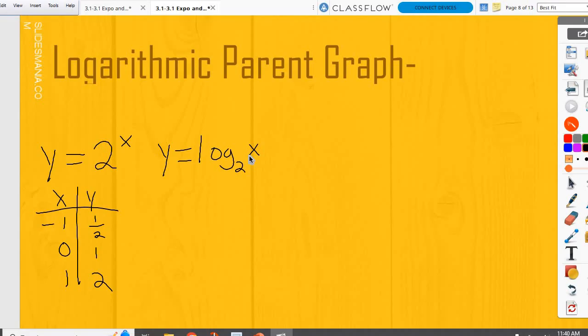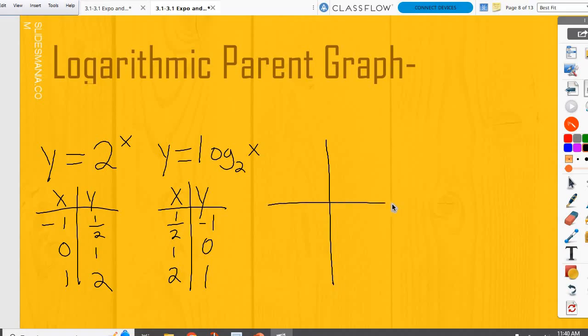So when I find inverses, remind me, what do we do? Switch our x's and y's. So from my table, I can literally make my x's go in the y column and make my y's go in the x column. So instead, we would have 1/2, 1, 2 for our x's, and -1, 0, and 1 for my y values. Yes? So looking at the graph of this, I now have 1, 0 is going to be on our x-axis, 2, 1 is here, and 1/2, -1 is here.